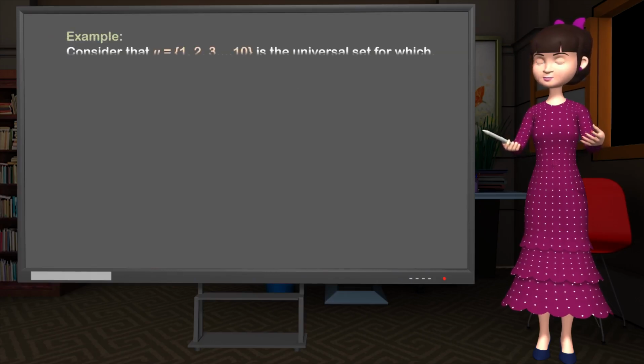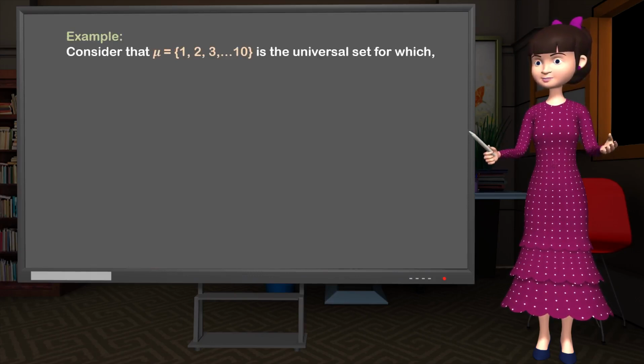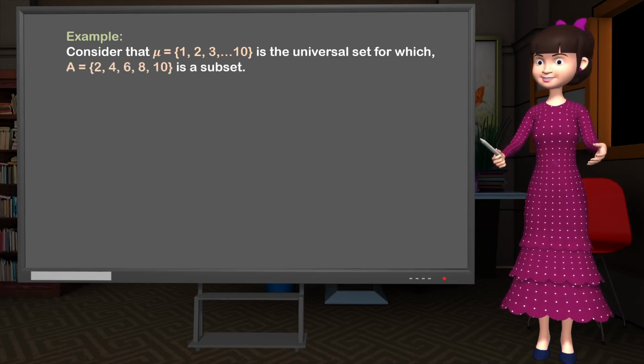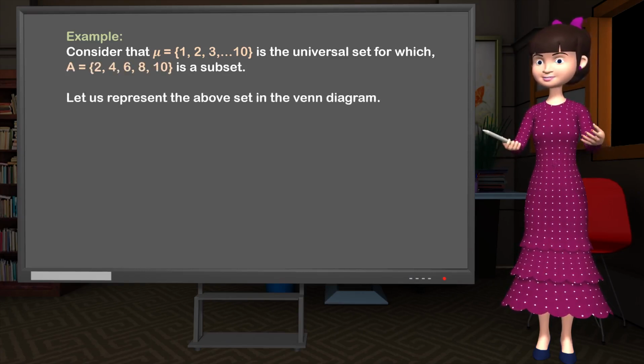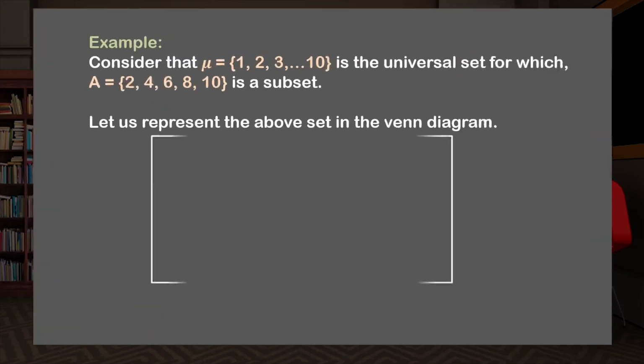Example, consider that μ = {1, 2, 3, ..., 10} is the universal set, for which A = {2, 4, 6, 8, 10} is a subset. Let us represent the above sets in the Venn diagram.